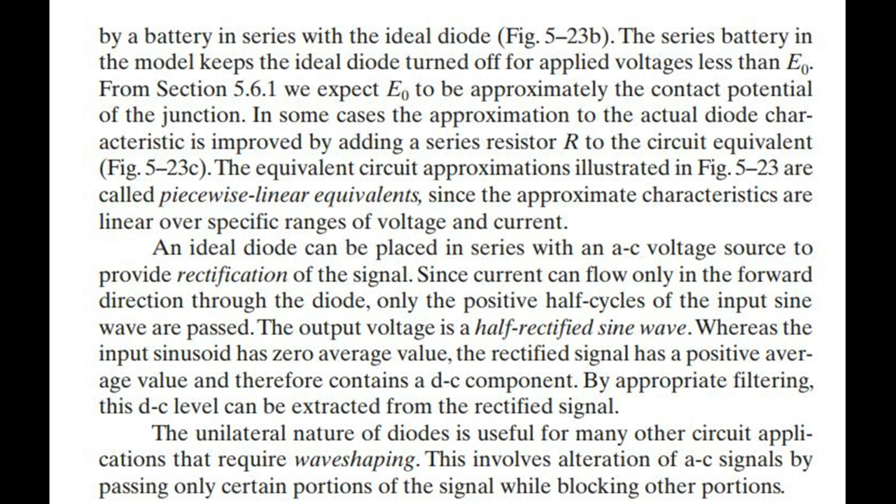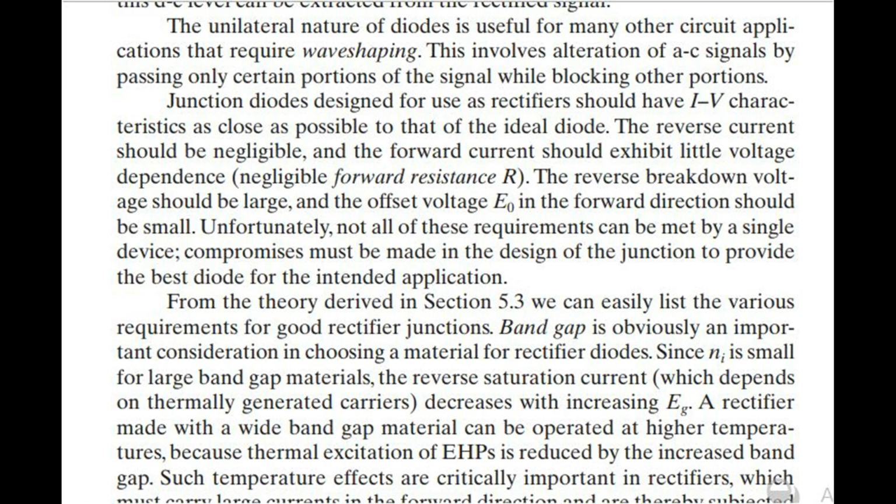Junction diodes designed for use as rectifiers should have current-voltage characteristics as close as possible to that of the ideal diode. The reverse current should be negligible, and the forward current should exhibit little voltage dependence, with negligible forward resistance R. The reverse breakdown voltage should be large, and the offset voltage E0 in the forward direction should be small. Unfortunately, not all of these requirements can be met by a single device. Compromises must be made in the design of the junction to provide the best diode for the intended application.